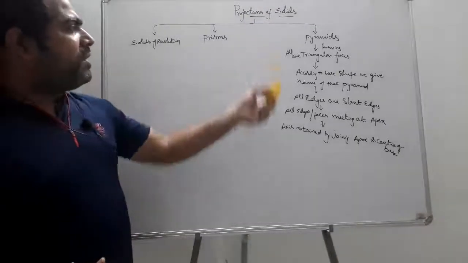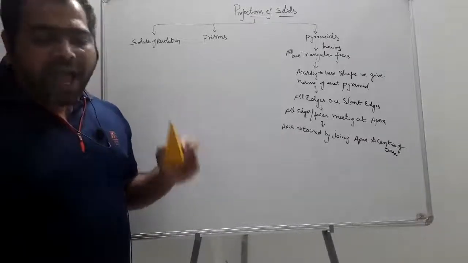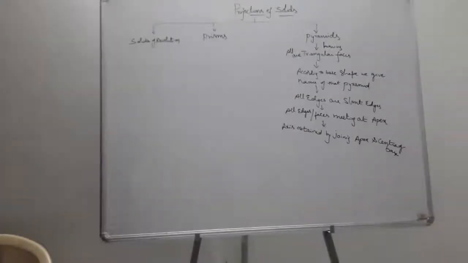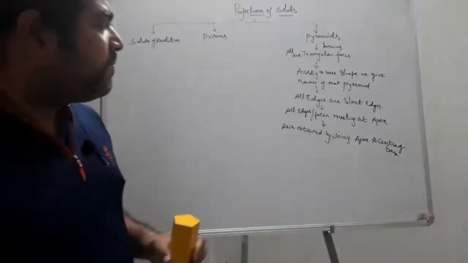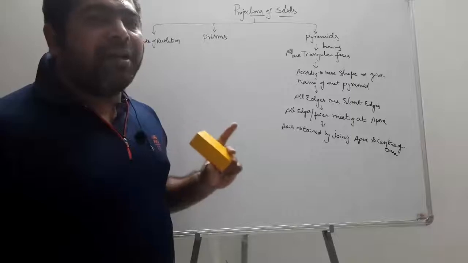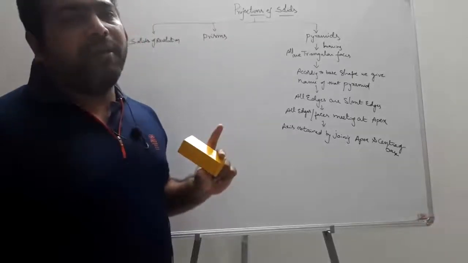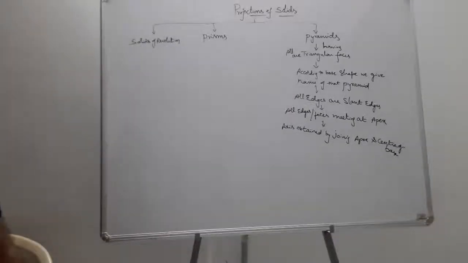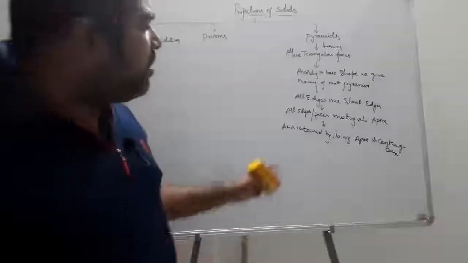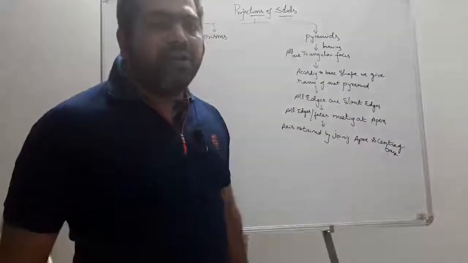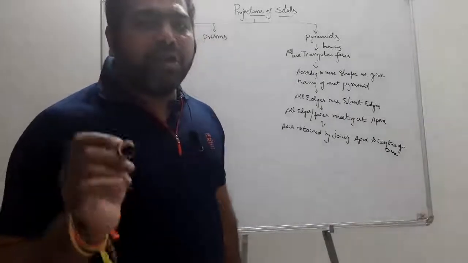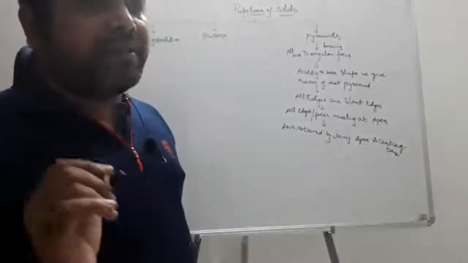Next, we already know that pyramids have triangular faces. While coming to edges, they are slant edges. And how can we name that pyramid? According to the base shape only. And the slant edge is obtained by joining the base corner to the apex.